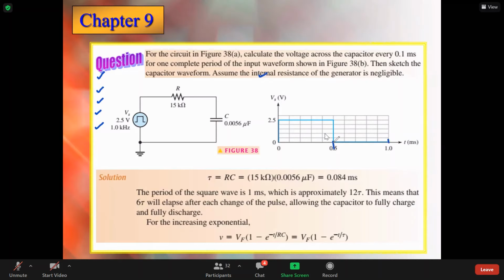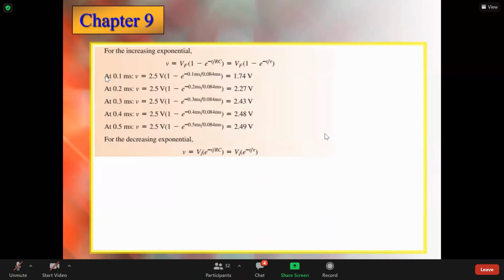So girls, exactly at this time, what is the capacitor holding? It is holding the maximum value, which is how much? 2.5 volts. Okay, later on it is going to be discharged from that value. So we will consider another equation of it, and with every 0.1 millisecond we keep on increasing the time and we keep on noting it.